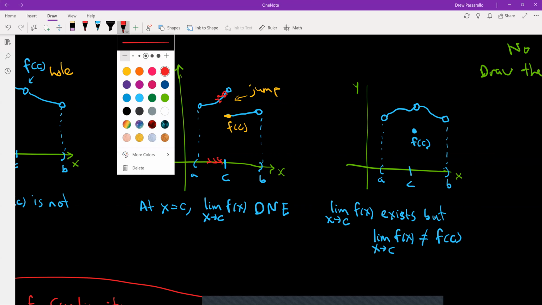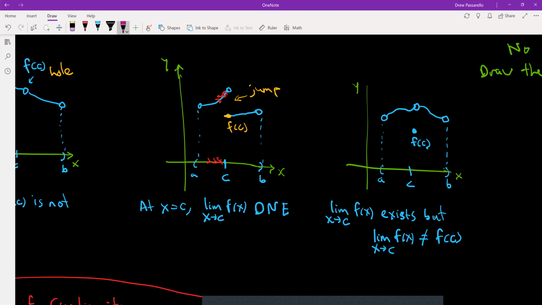Approaching c from the right side, the graph's approaching the closed dot, f of c. So since the left side and right side don't meet at the same value, that means the limit doesn't exist. All right, so that's the case where you could have f of c defined, but the limit doesn't exist because of this jump, which means that since there's a jump, it's not continuous.